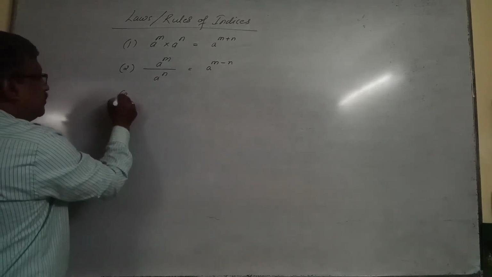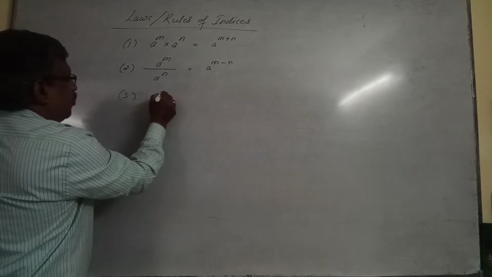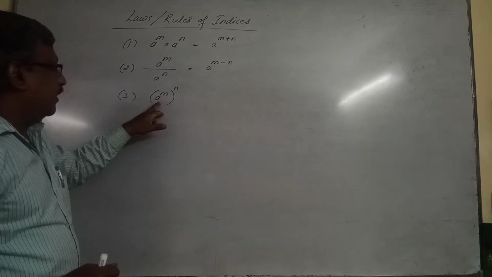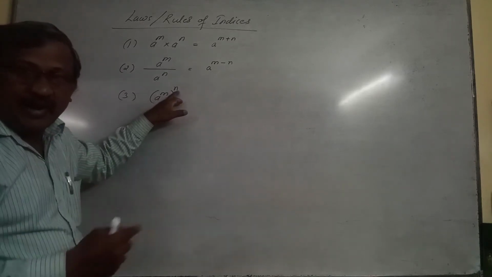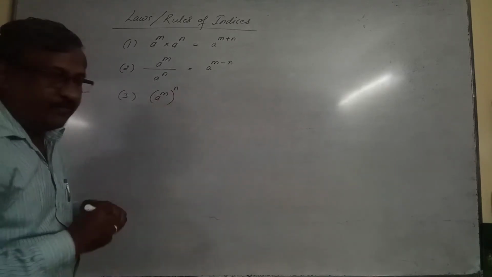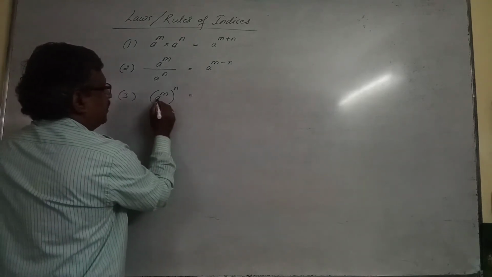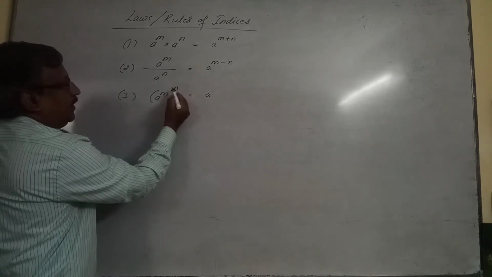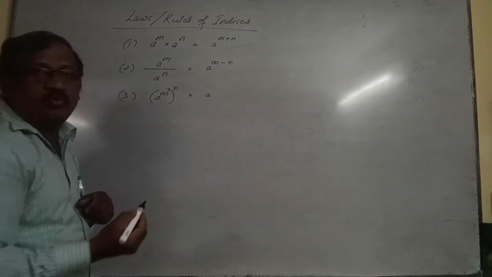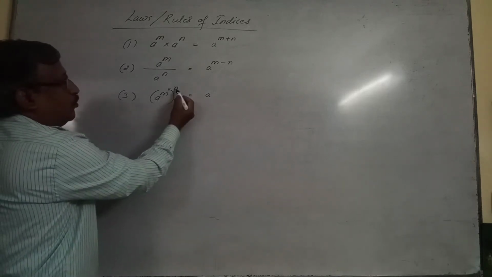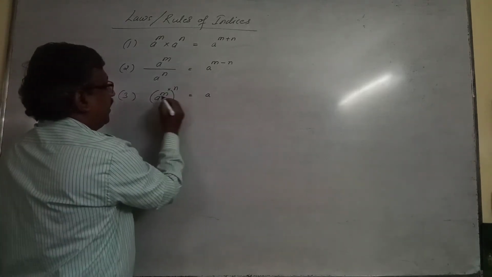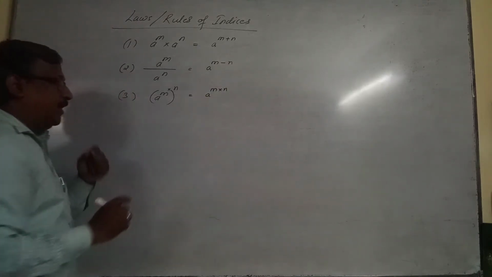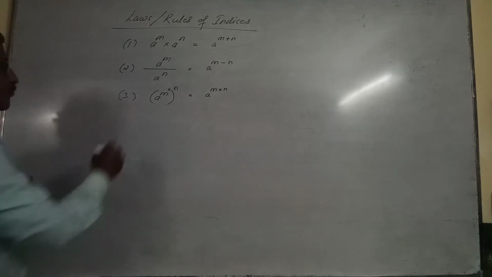Now the third rule is, if it is a raised to n, this whole raised to m, right? A raised to n, we have to multiply m times. Clear? So how to simplify? The same is written with the common base a. So if it is a raised to n, we have to multiply m times, meaning we have to multiply the indices: n by m. So it is written as a raised to m into n. Both the indices we have to multiply.